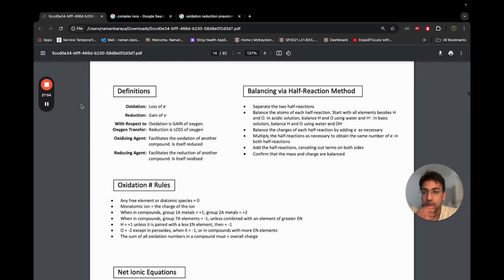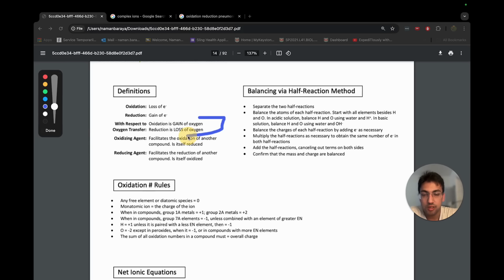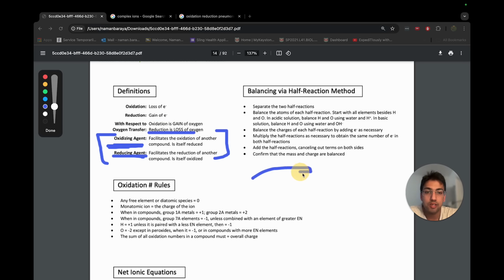Okay, so with respect to oxygen transfer, it's very helpful to know that oxidation is gain of oxygen, which kind of makes sense, and then reduction is loss of oxygen. An oxidizing agent and a reducing agent, it's really confusing how these work, but basically an oxidizing agent helps other things get oxidized. So oxidizing agents get reduced and reducing agents get oxidized.